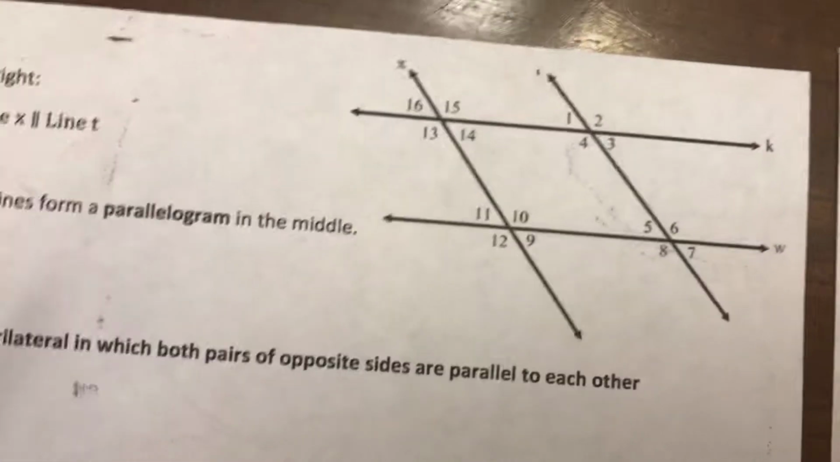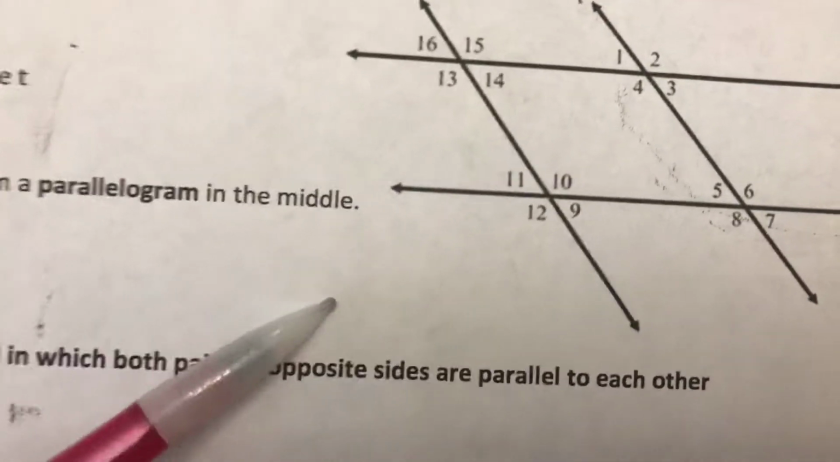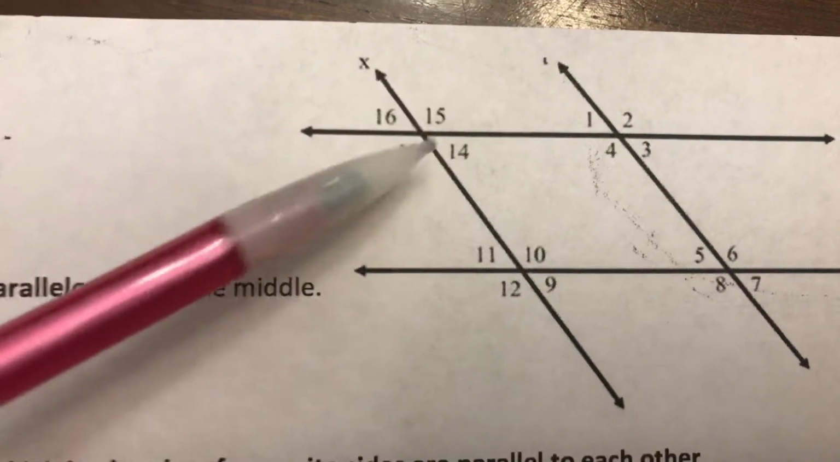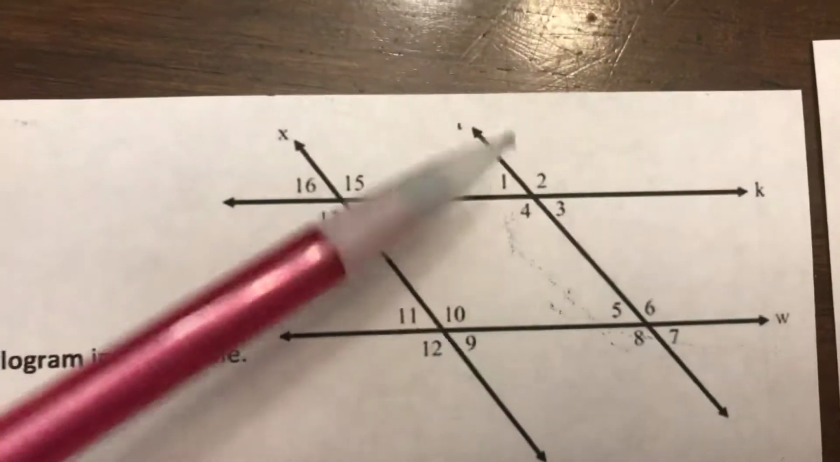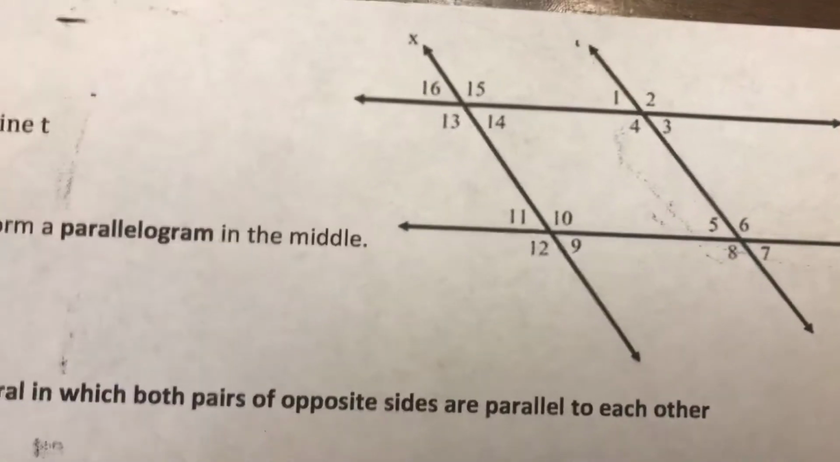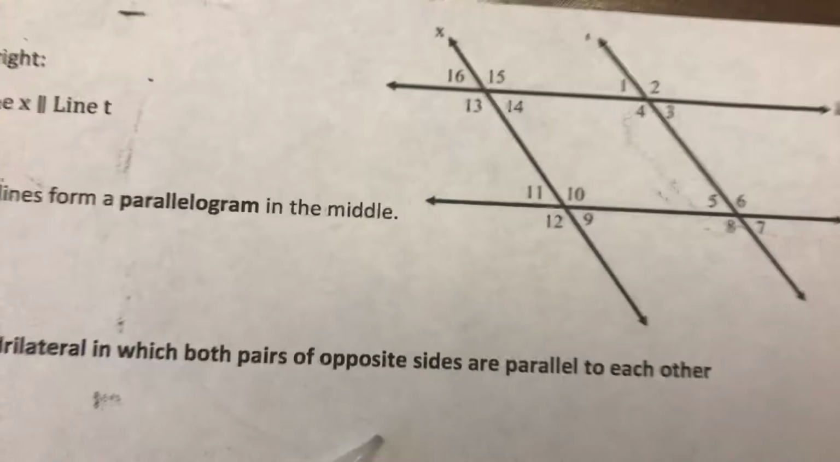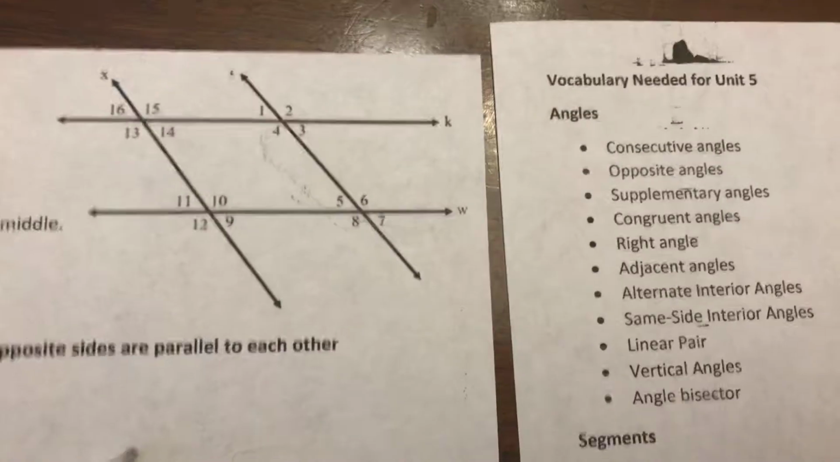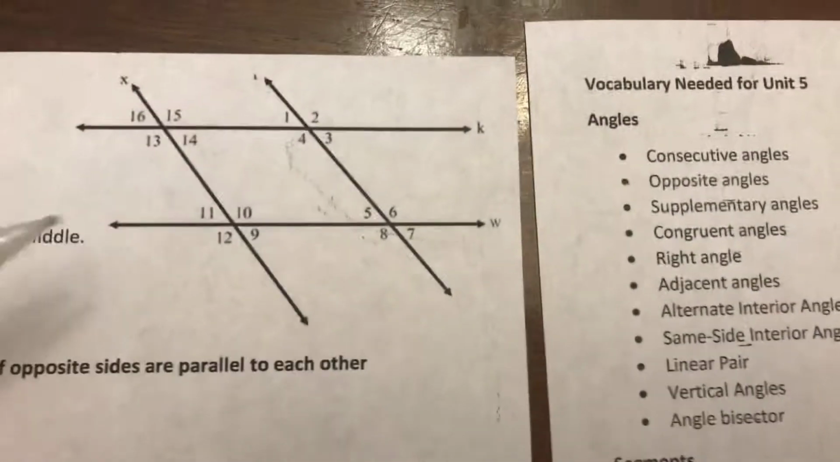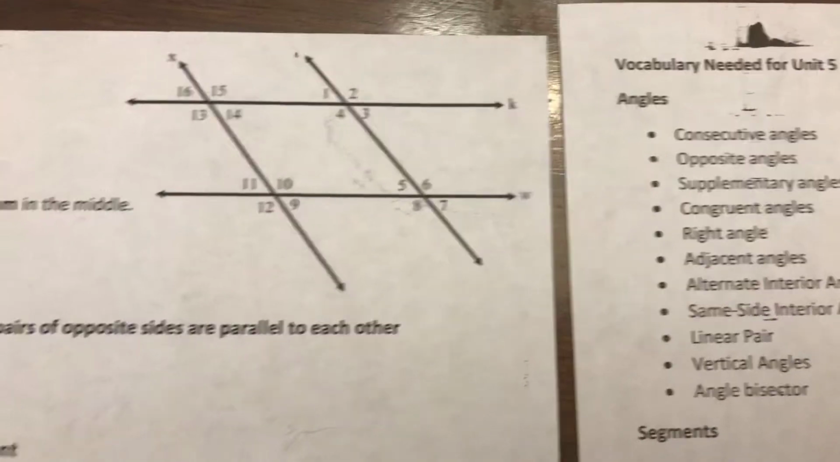Vertical angles are an angle pair formed by two lines that intersect, where the two sides are opposite rays. 13 and 15 are vertical. 16 and 14 are vertical. 1 and 3, 2 and 4. An angle bisector is a line that divides an angle into two congruent angles.